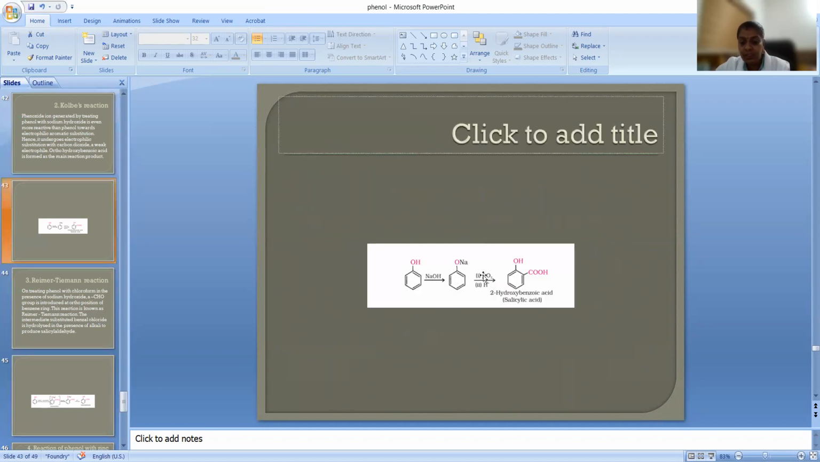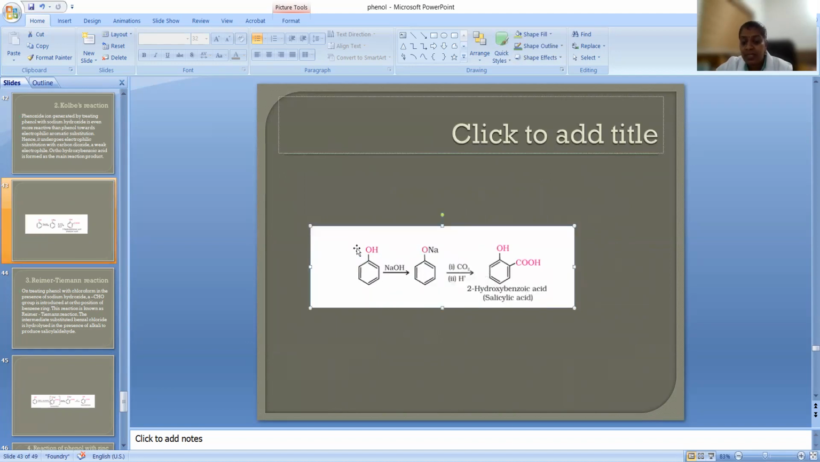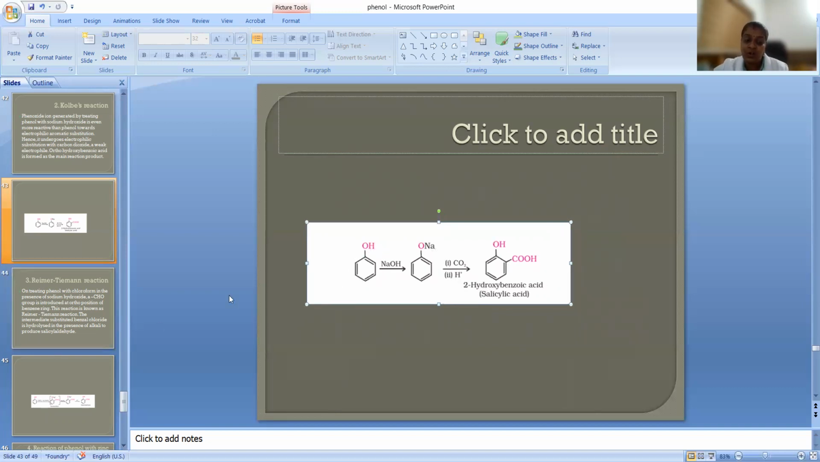It is a named reaction, so it is very important. Whenever OH is reacting, it is converted into ONa. Then that is treated with the electrophile carbon dioxide, followed by hydrolysis. When you react it with carbon dioxide and undergo hydrolysis, it converts into the corresponding salicylic acid. We can prepare salicylic acid using phenol. These all are the uses of phenol.